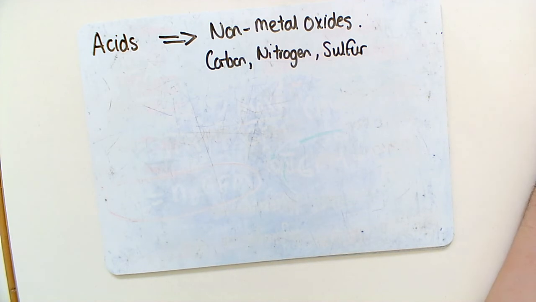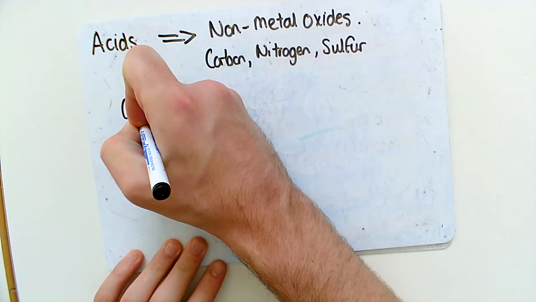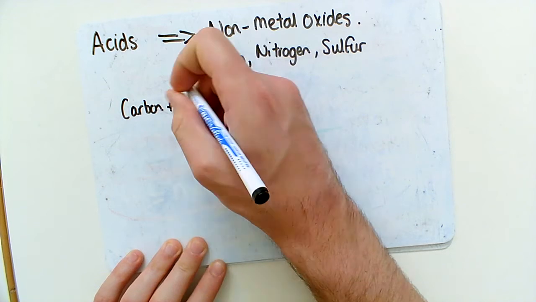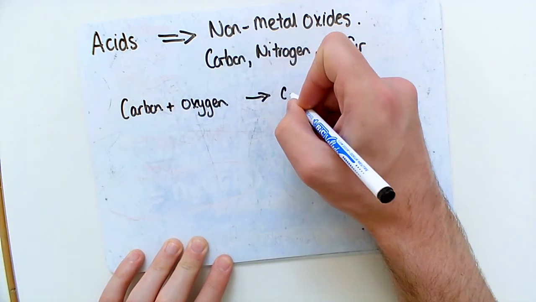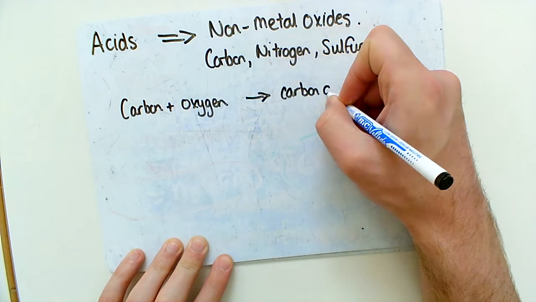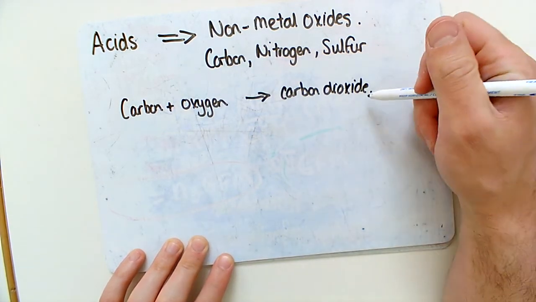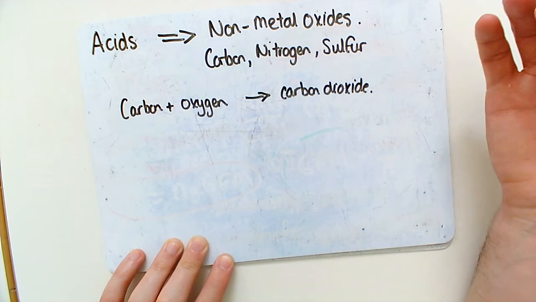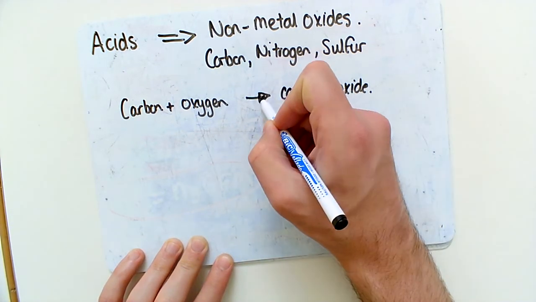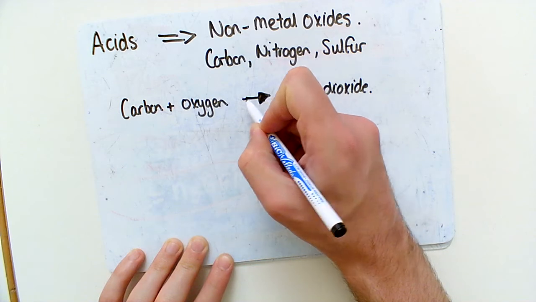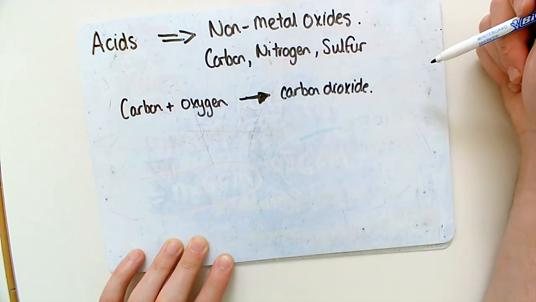To show you these, carbon plus oxygen gives carbon dioxide. That process, how we get carbon dioxide, we breathe carbon dioxide out. All living things that respire produce carbon dioxide. Even plants produce some carbon dioxide, but they absorb some as well. But also burning fossil fuels produces carbon dioxide.